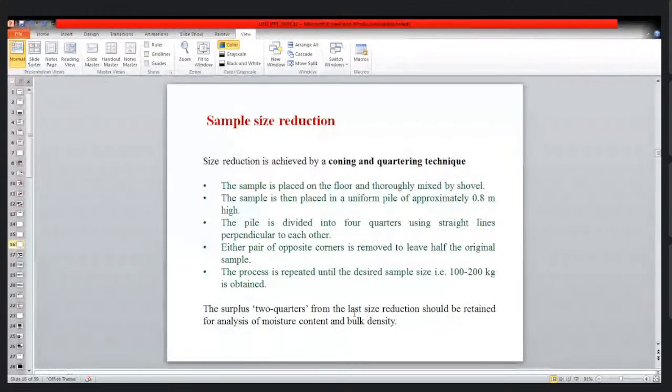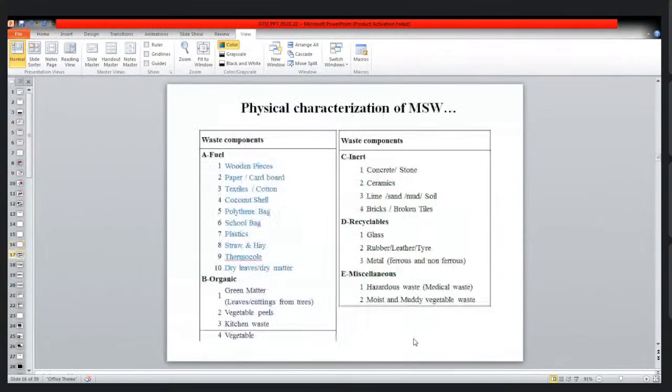Sample size reduction using the coning and quartering technique is followed, and the surplus quarter from the last size reduction should be retained for analysis of moisture content and bulk density. For the physical characterization of municipal solid waste, the waste components may be categorized into A, B, C, D, and E: A for fuel component, B organic component, C inert, D recyclable, and the remaining miscellaneous.